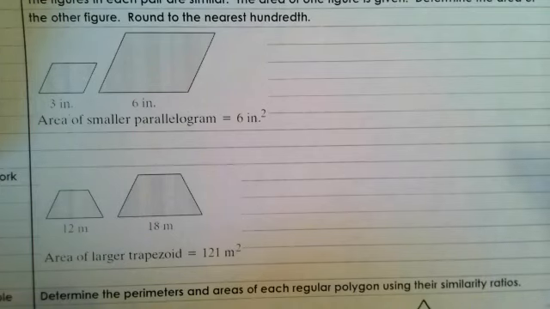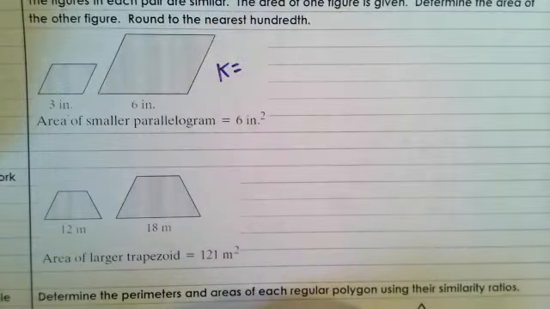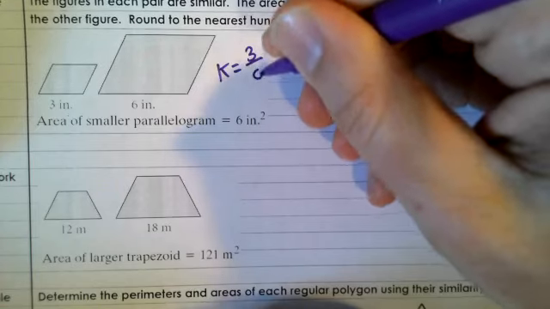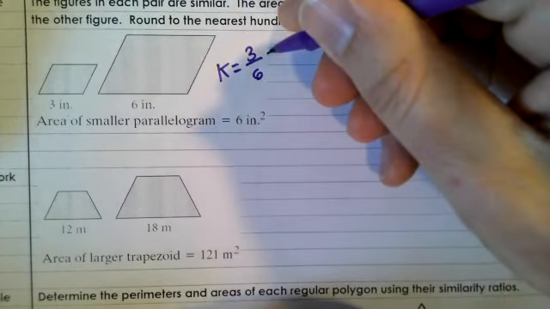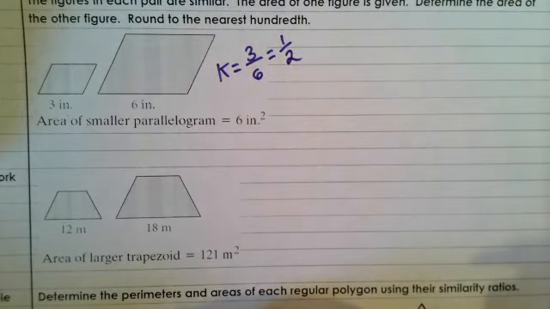Now in this one, I know these are similar, and I've got one of the areas, and I've got to determine the area of the other one. So the first thing I want to know is what is k between these two shapes? And I can do it in either order. I'll go left to right. You just got to pick a direction. So that's 3 over 6. So that means my ratio of the figures is 1/2.